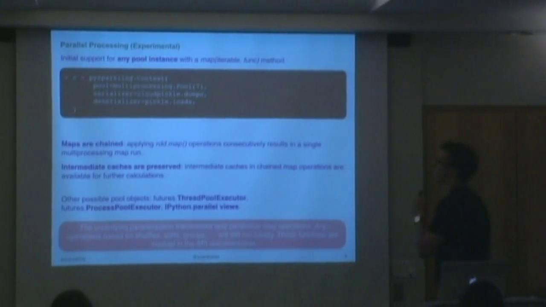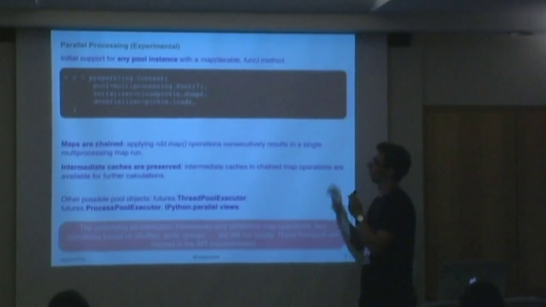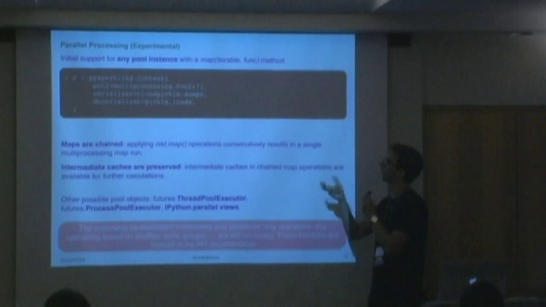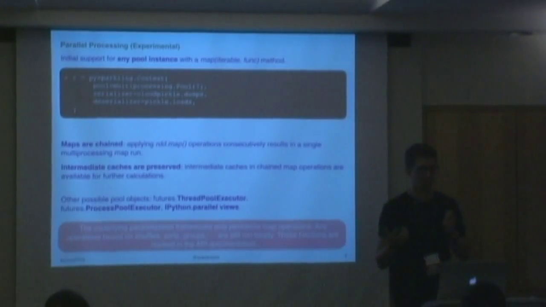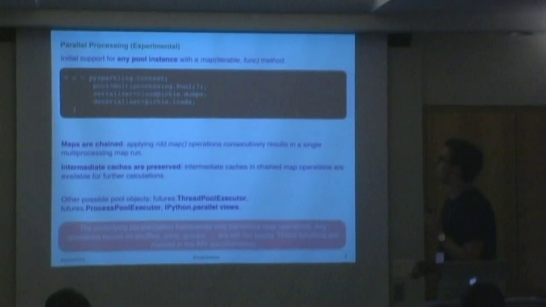You specify a method to serialize your transformations, your map functions, whatever you want. Cloud Pickle is a little bit nicer than Pickle. It can serialize Lambda functions, things like that. And then you deserialize your functions again.